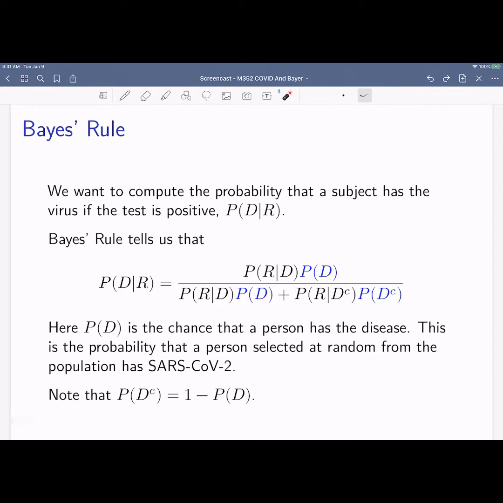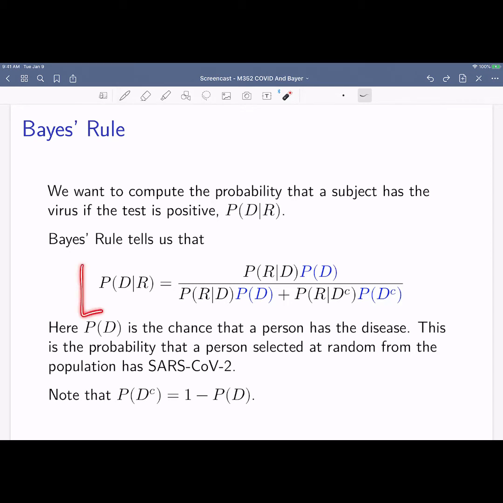All right, Bayes' rule. We want to compute this probability, the probability that a subject has the virus if the test they get back is positive. Now, in the real world, the way people think about this is if my test comes back positive, I'm 100% certain to have the virus. But in actual fact, that's never the case. This conditional probability here is generally less than 1, between 0 and 1, but never equal to 1. People that are educated in probability will understand that, but it's not something the general population understands.